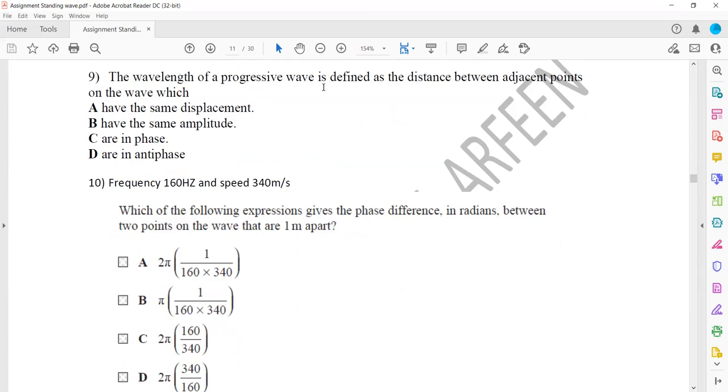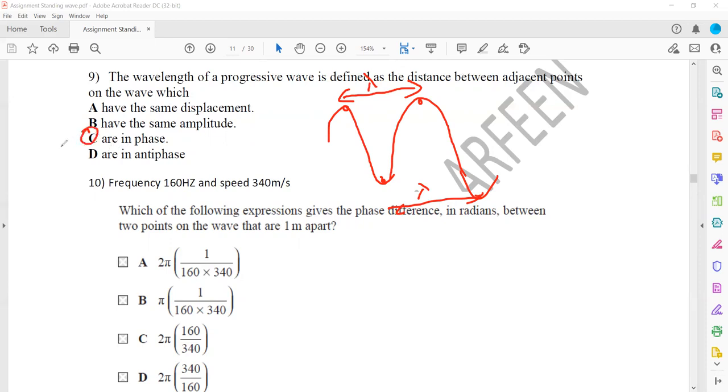The wavelength of a progressive wave is defined as the distance between. A progressive wave means a wave which travels from one place to another. So how do we define the term wavelength? Wavelength is the distance between points which are in phase. Like a point at a crest and another crest, these points are in phase, and a point at a trough and a trough are in phase, so we call that distance the wavelength.